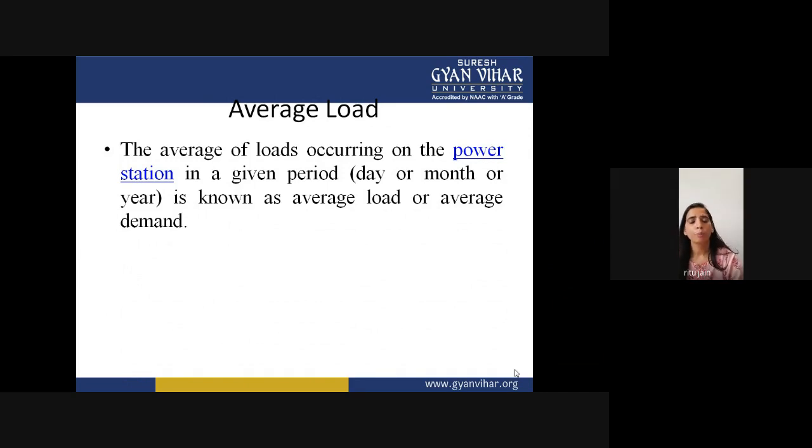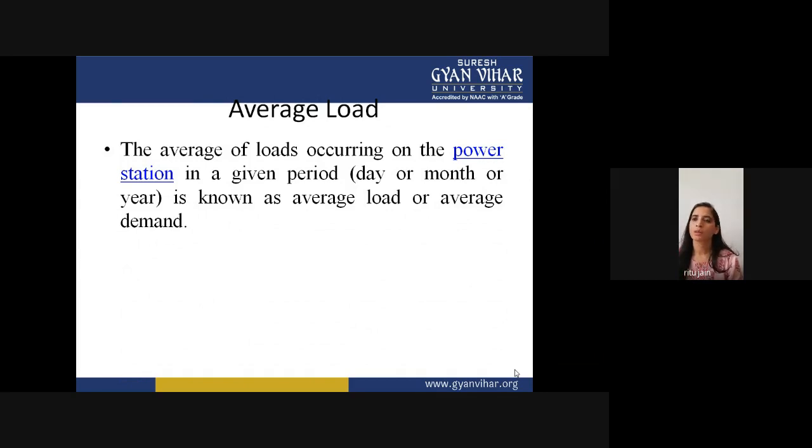Okay, now hope you are able to understand what is your connected load, what is your maximum load, and what is your average load. Maximum load is always less than your connected load, and average load is the total load divided by the particular time. It will depend on whether you are calculating it for a day, a month, or a year. So is it clear?